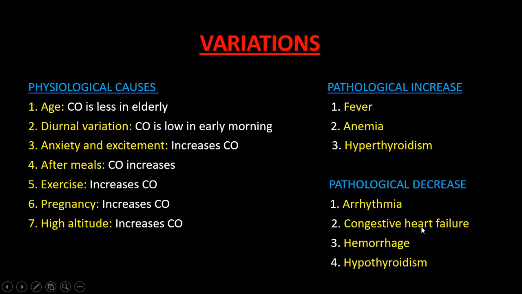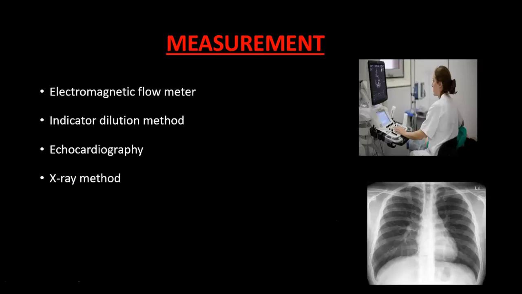The next one is congestive heart failure. It is due to the weak contraction of the heart, the heart is unable to pump a sufficient amount of blood. The third condition is hemorrhage. It is due to decreased blood volume that the cardiac output is getting reduced. And the last one is hypothyroidism. In hypothyroidism, the metabolism is reduced and therefore the cardiac output is also reduced. So these are the pathological conditions in which you can see a reduction in the cardiac output. So these are the factors affecting cardiac output.